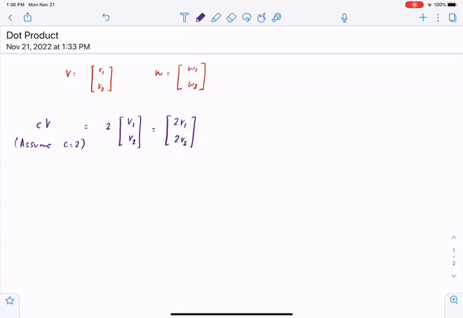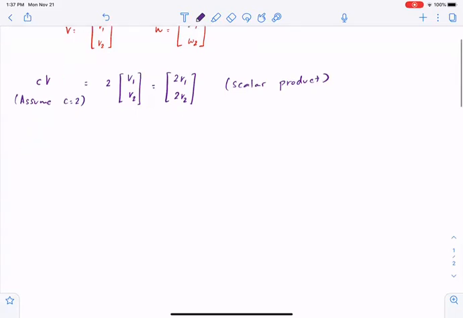But the dot product is not the same as a scalar product or scalar multiplication. So what we did last time, scalar multiplication, is not the same as the dot product, or what we're about to do.